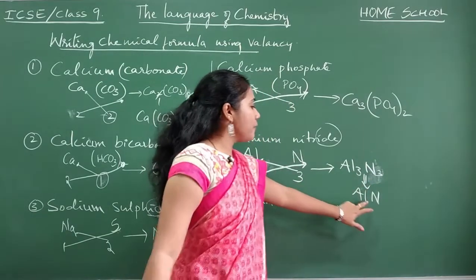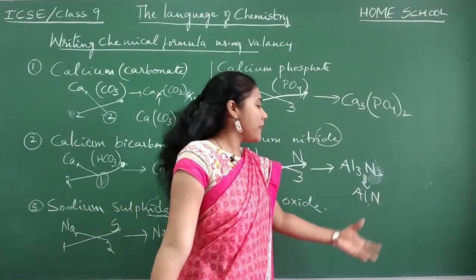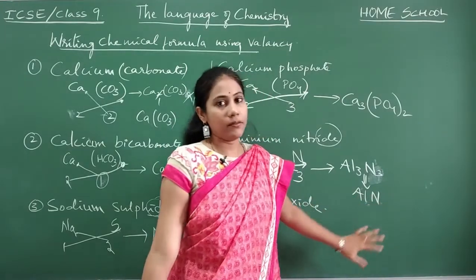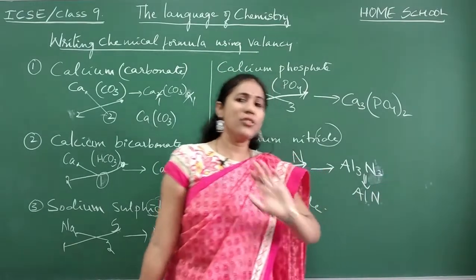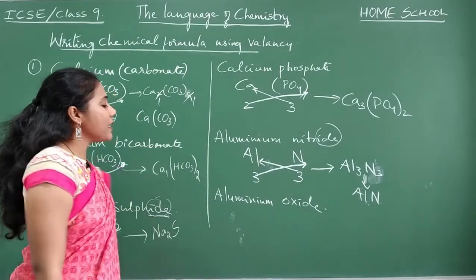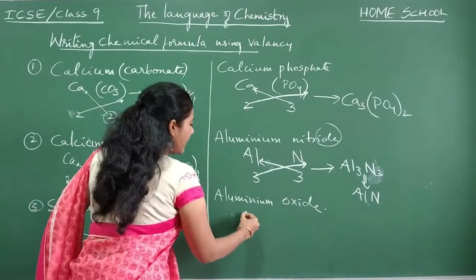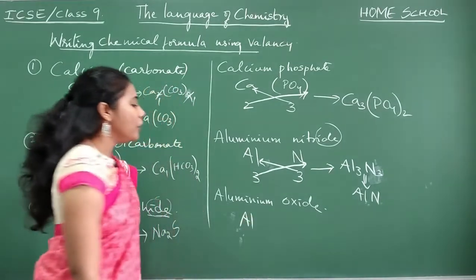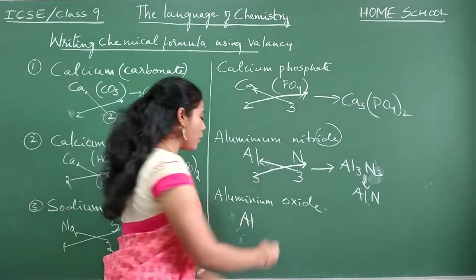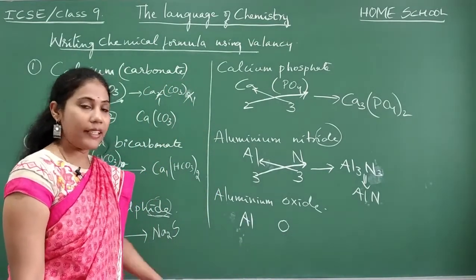Okay, it means if no digit is there, it means there is 1. So you need not specially indicate 1. When nothing is there, it is understood that there is 1. Okay, fine. Coming to the next compound, aluminium oxide. So what is the symbol for aluminium? Al. Okay, oxide in the sense oxygen, guys. Oxygen is called oxide in a name.